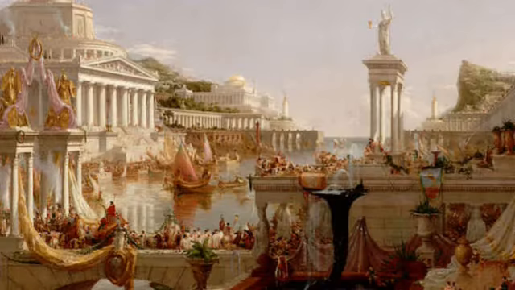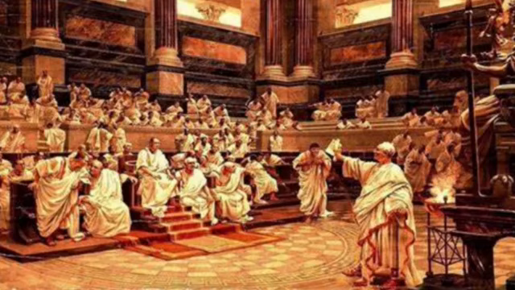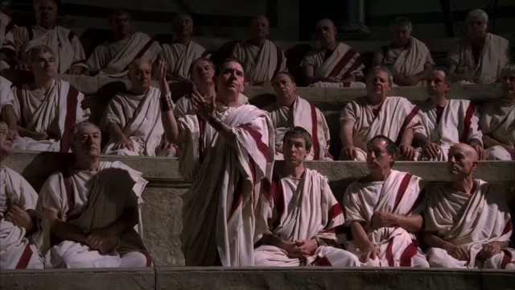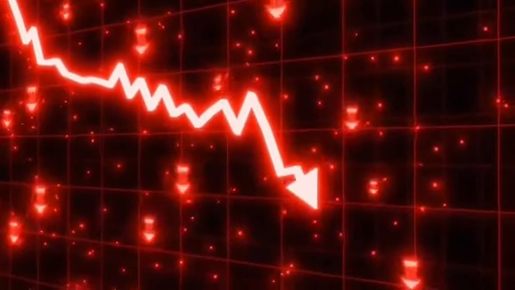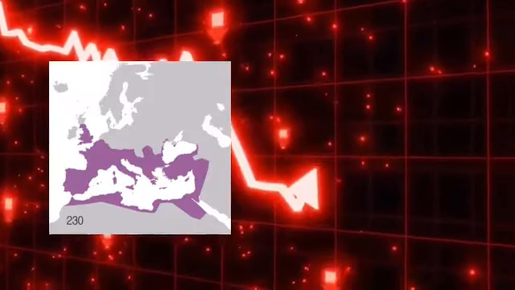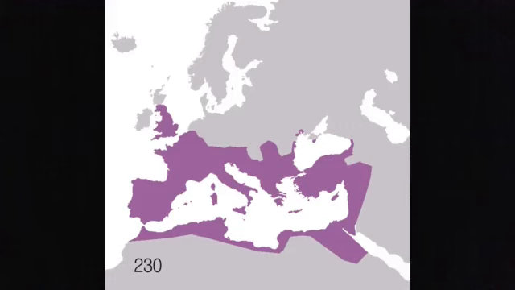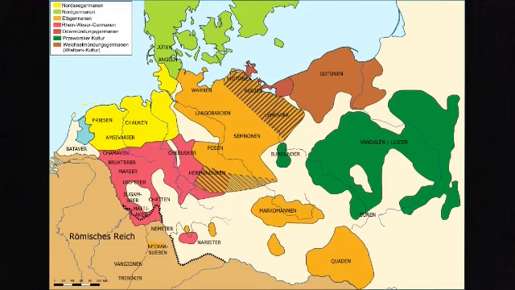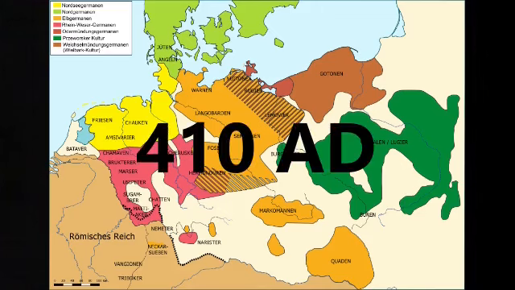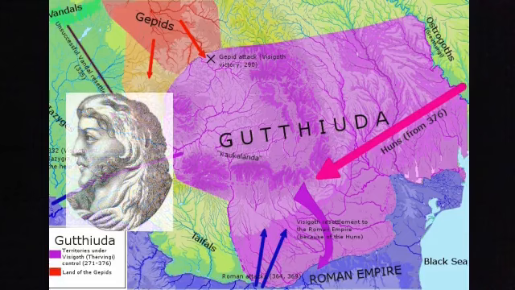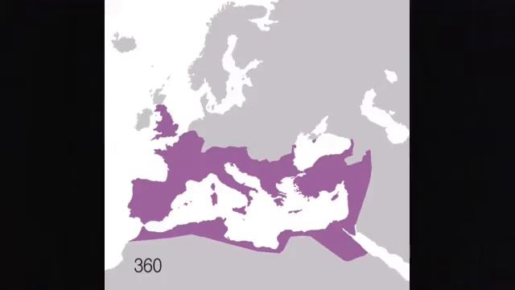But expansion came at a cost. Political corruption, heavy taxation, and a growing divide between rich and poor weakened the empire from within. The Roman economy relied on slaves, and when expansion slowed, so did its wealth. As Rome weakened, external threats grew stronger. In 410 AD, the Visigoths, led by Alaric, sacked Rome. Decades later, the Vandals followed, and the empire crumbled.